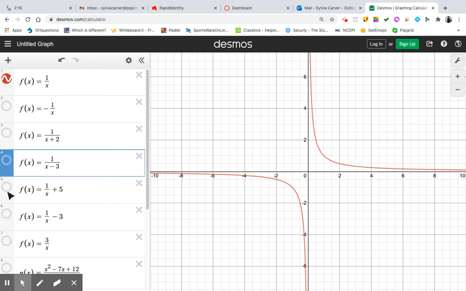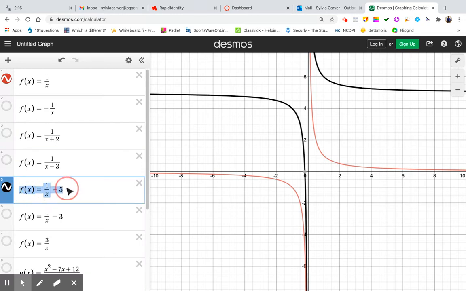Now let's make it move up or down. So let's take a look at this one. So look at the black one that was just added to our page here. So from the red to the black, that function moved up 5 spaces. So here we are, what I just highlighted. This plus 5 on the outside moves the whole function up 5 spaces.